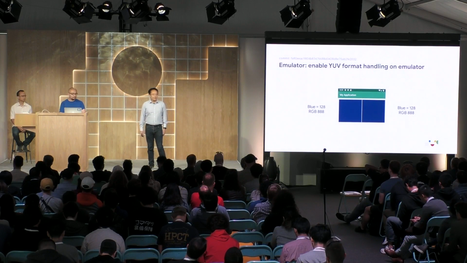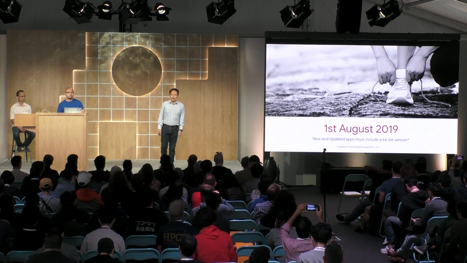And if this doesn't convince you, maybe this date will. From the 1st of August 2019, as we all know, when you're submitting a new or updated app to the Google Play Store, you will need to submit a 64-bit version. And if you haven't got a 64-bit device to hand, well, the Android emulator is your friend. Woohoo!